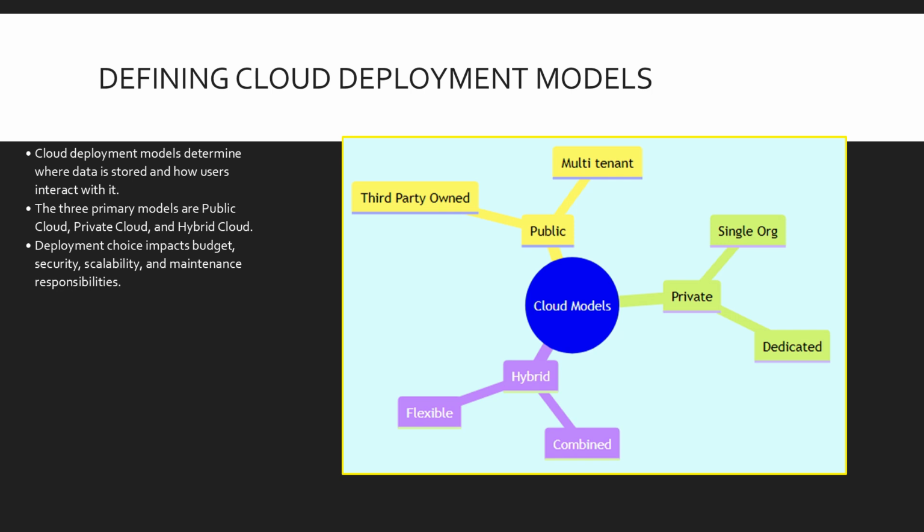This mind map visualizes the core taxonomy we are discussing. At the center, we have the concept of cloud models. Branching out, we see the public cloud, defined by third-party ownership and multi-tenancy. Next is the private cloud, defined by its exclusivity to a single organization. Finally, the hybrid cloud bridges these two, offering a combined, flexible approach. This high-level view sets the stage for the specific definitions we will cover next.